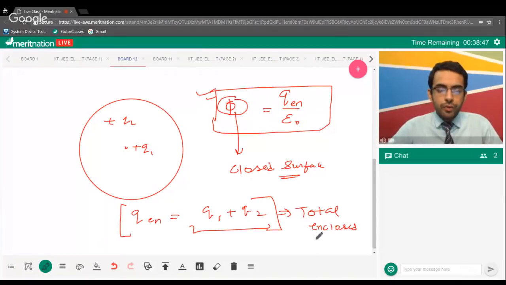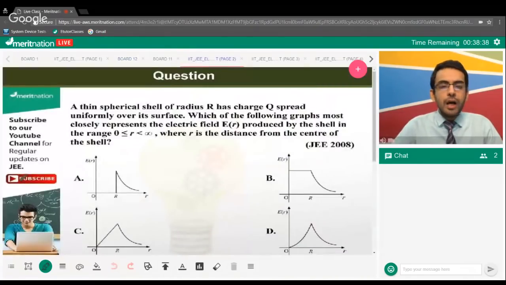Now let us see some application of this. A spherical shell of radius capital R has a charge capital Q spread uniformly over its surface. Which of the following graphs most closely represents the electric field E(r) produced by the shell in the range 0 to infinity, where small r is the distance from the center of the shell?